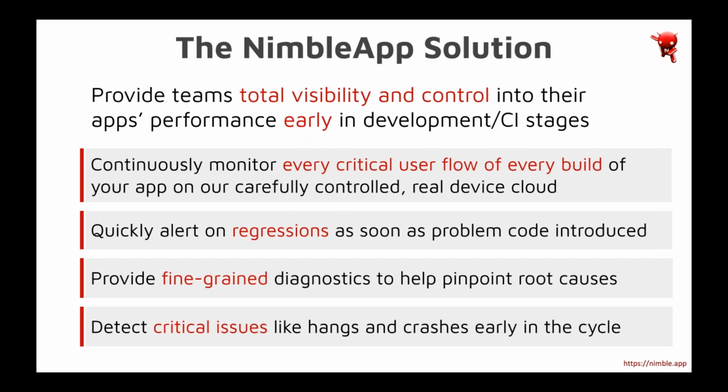So the solution that Nimble app put together is meant to provide visibility and control into the performance of a given mobile app in the development stage, right? So we basically integrate with CI so we can continuously monitor every build, so we can quickly alert when there is a regression as soon as some problematic code is introduced. So it becomes a lot easier to go back and understand what commit has caused this problem.